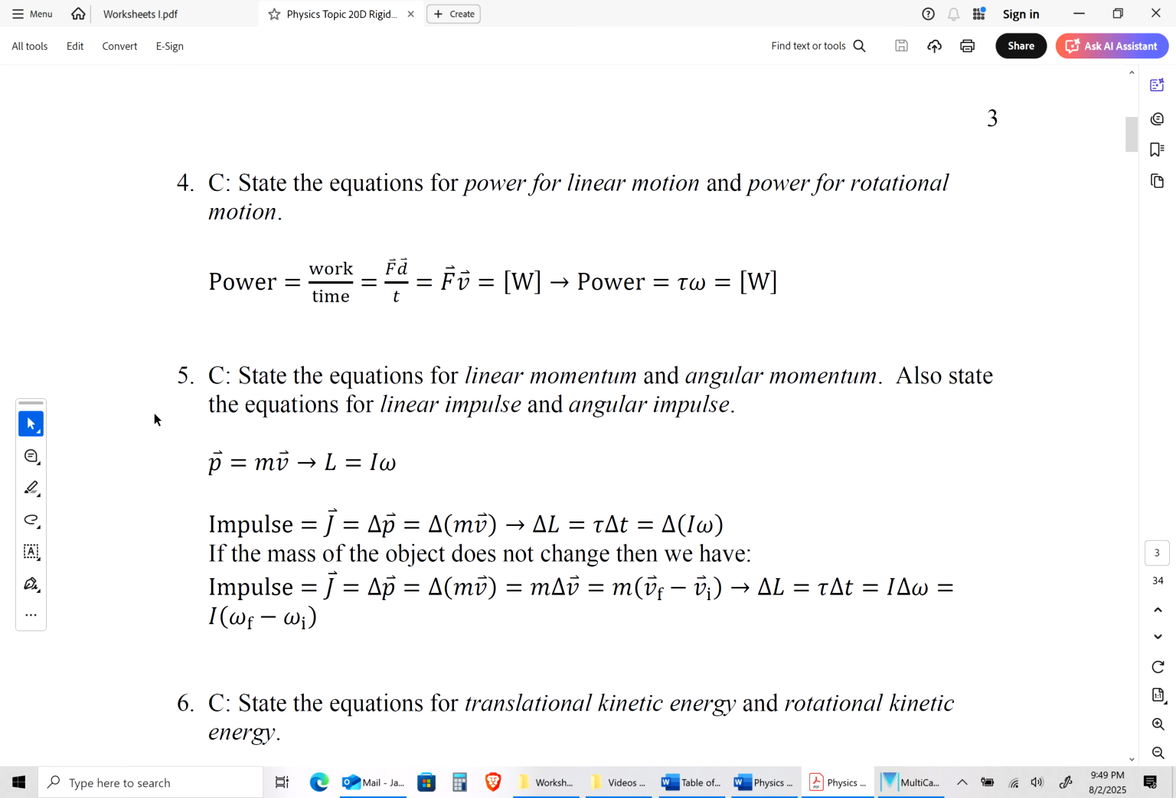Question 4, state the equations for power for linear motion and for rotational motion. So for linear motion, we had power is equal to work over time, or change in energy over time. Now we have torque times omega, because this was equal to FV. And this is instantaneous. That means at a very specific time, we're going to multiply F times V. And that's the same thing here for rotational motion.